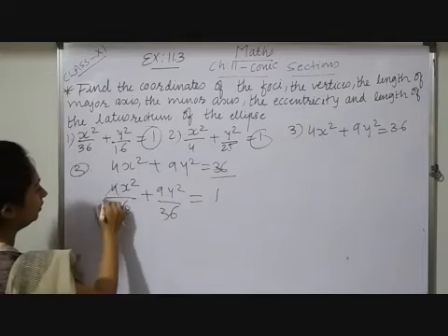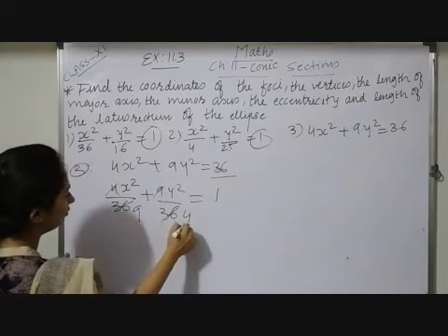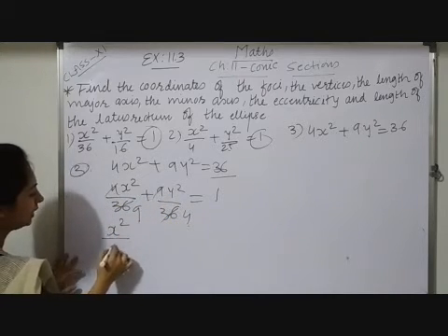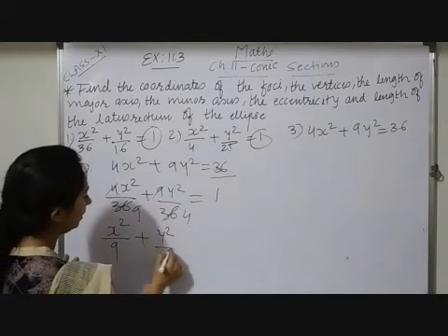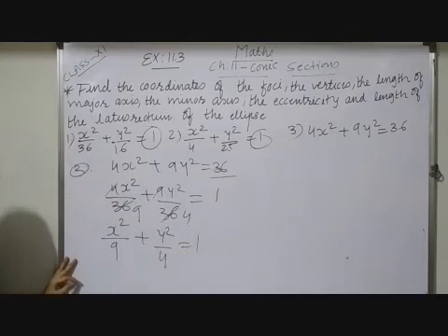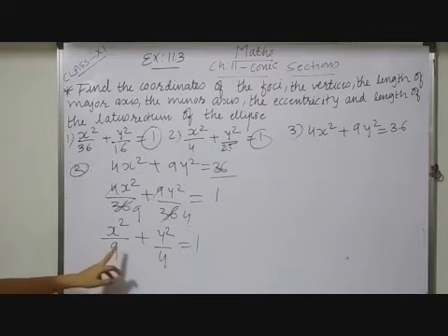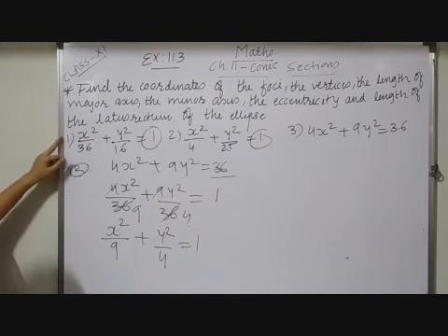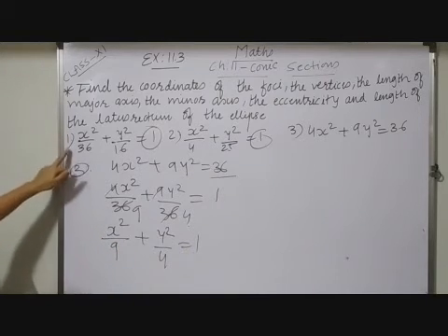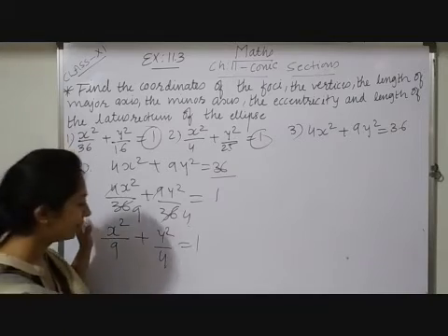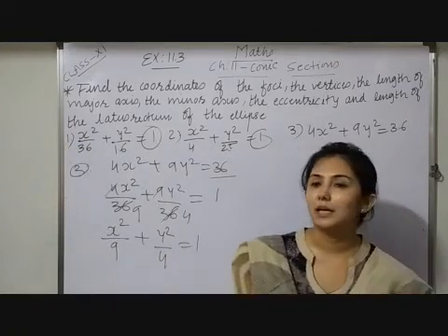You will get 1. Now 4 9s are 9, 4s are 4. So the equation is x square upon 9 plus y square upon 4, which is equal to 1. Now observe, the denominator of x square is greater than the denominator of y square, so it is your first case. So as I solved the first question, you also have to apply the same steps that we did in the first question.